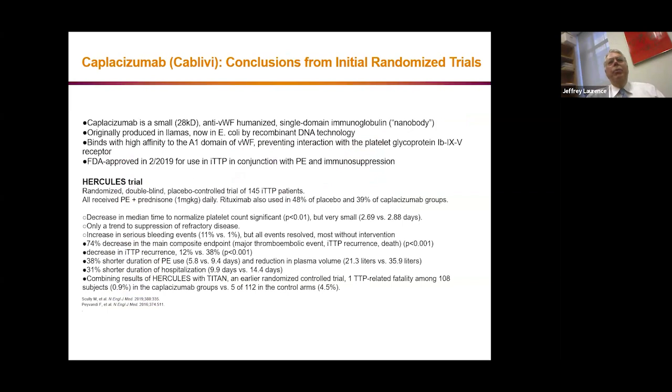Randomized clinical trials, 2 of them, were published in the New England Journal. The most recent one published was the HERCULES trial. The most significant part of all this was a 74% decrease in the main endpoint, that is major thromboembolic event, TTP recurrence or death, which was highly statistically significant in individuals that were either given just plasma exchange, rituximab, and steroids versus that group of drugs plus caplacizumab.